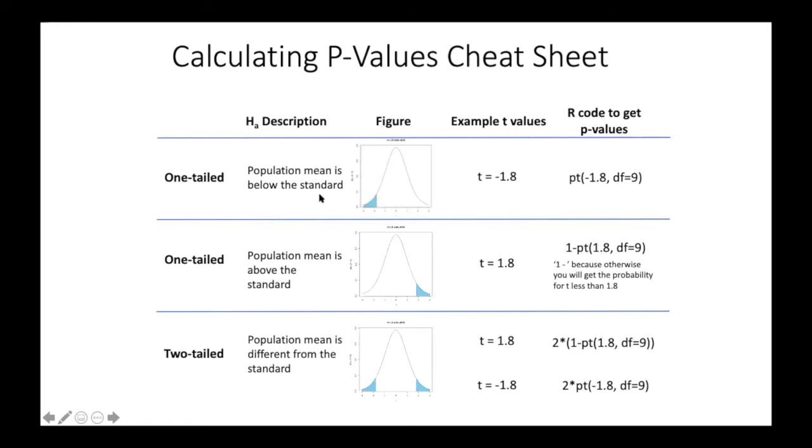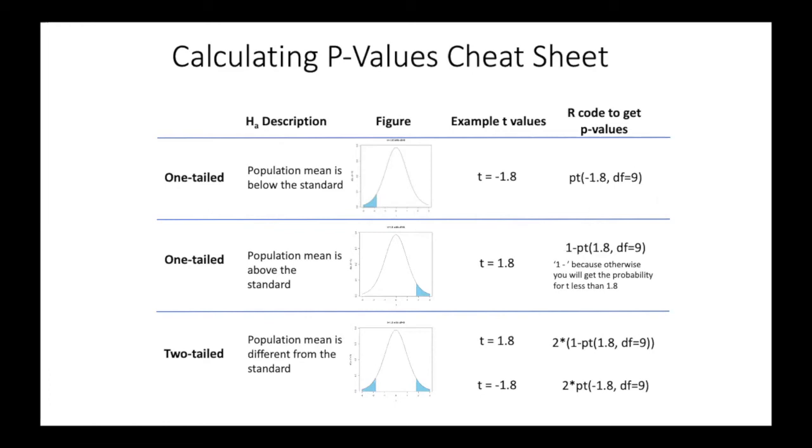So if we had hypothesized that a population mean would be below some standard, and we calculated a t-test statistic of negative 1.8, then we would be interested in the area under this curve to the left of the value of negative 1.8. Now we would specify this in our R code using the pt command and specifying our test statistic. But in this case, by default, R always considers the lower tail of the distribution. And so we can simply use this command as it stands.